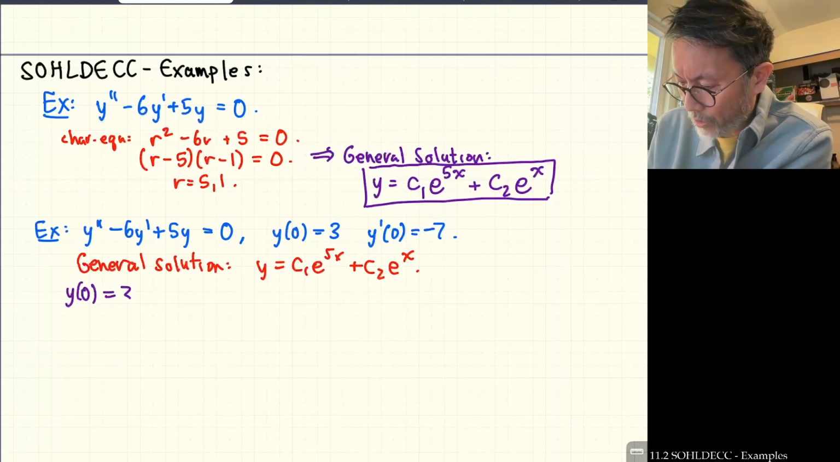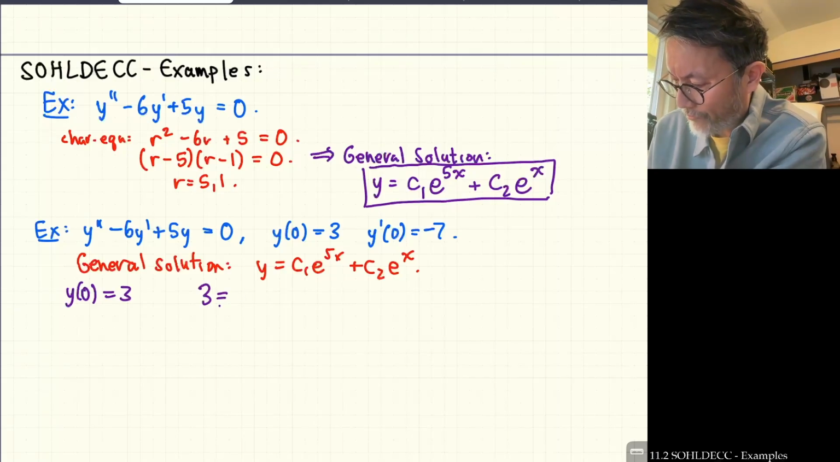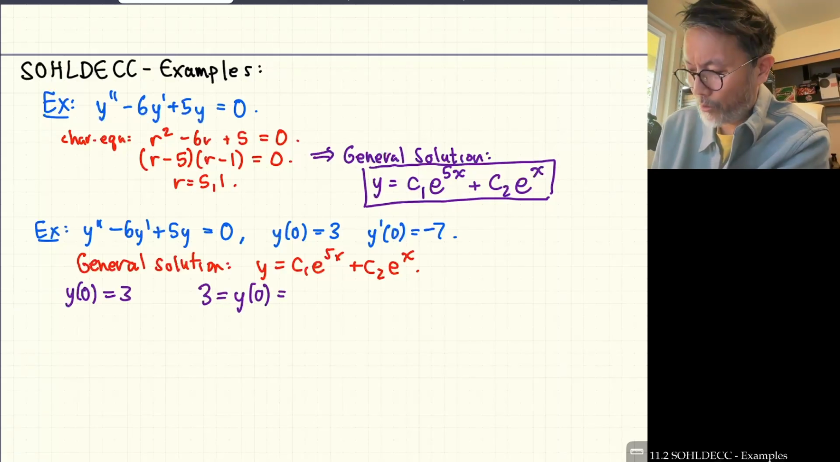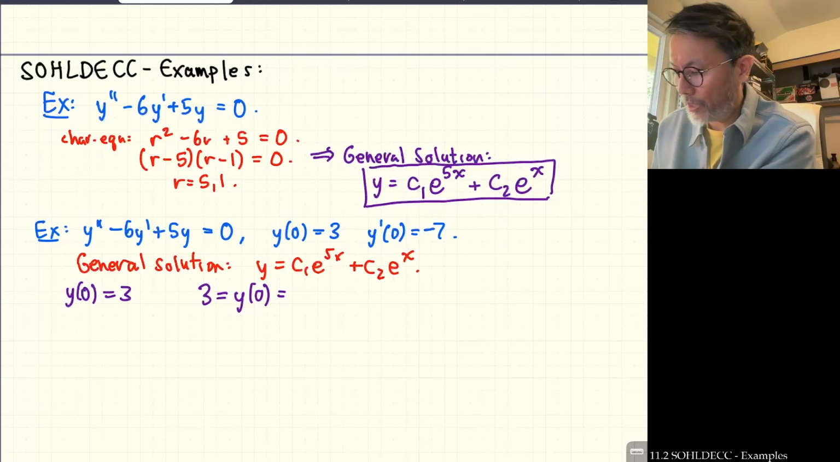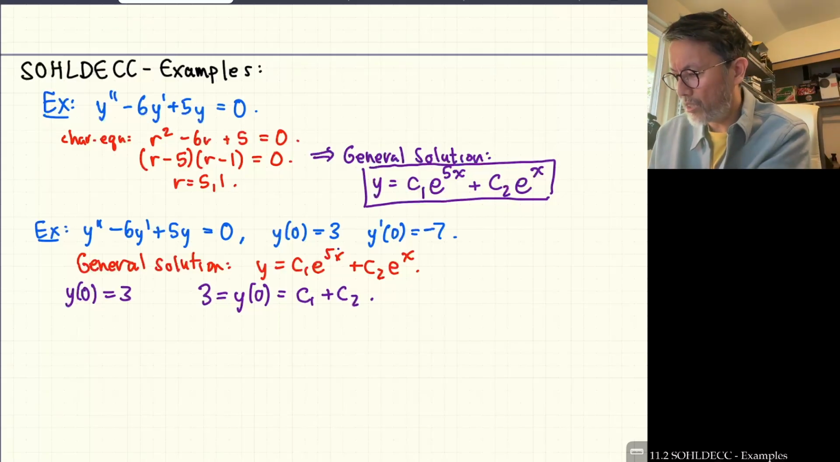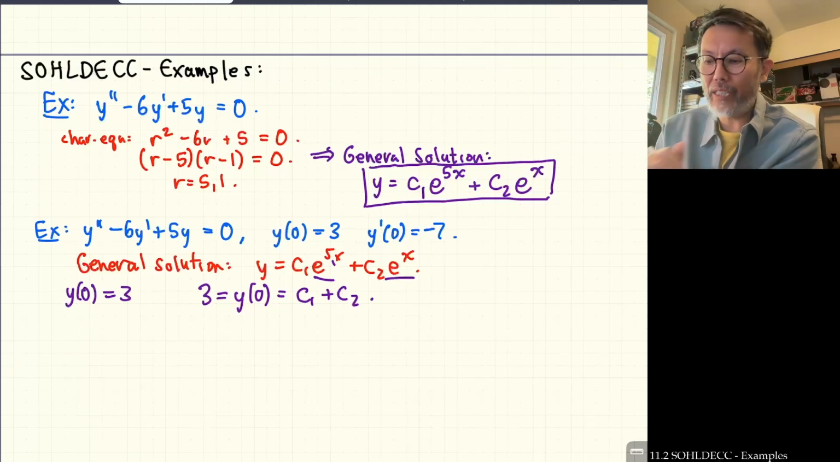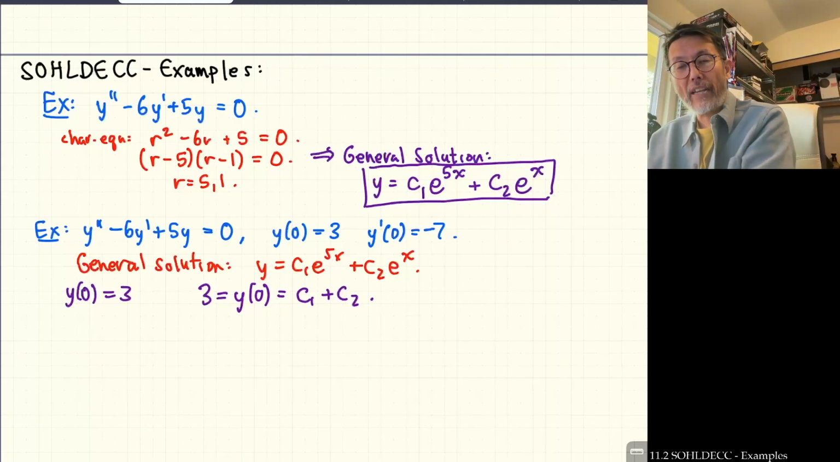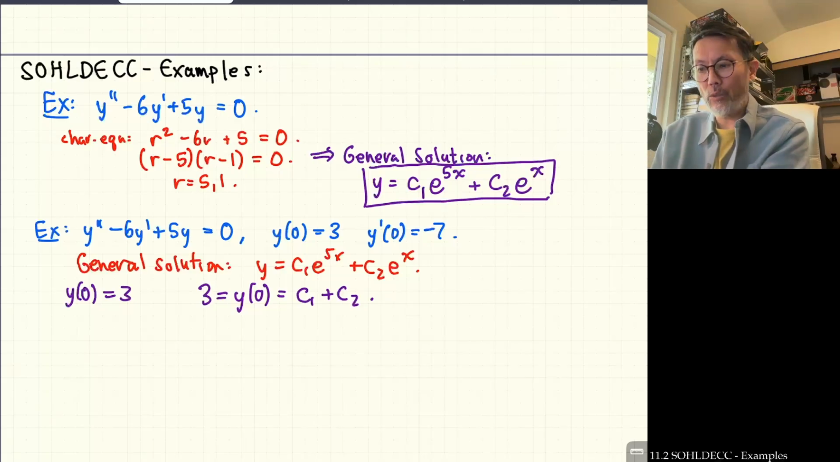So y of 0 is 3. This implies, of course, 3 is what I get by plugging 0 in for y. And y of 0 is simply c1 plus c2. Do you see that? Because when you plug in 0 for x, in either of these exponentials, you get 1. e to the 0 is 1. So that gives me an equation, c1 plus c2 is equal to 3.